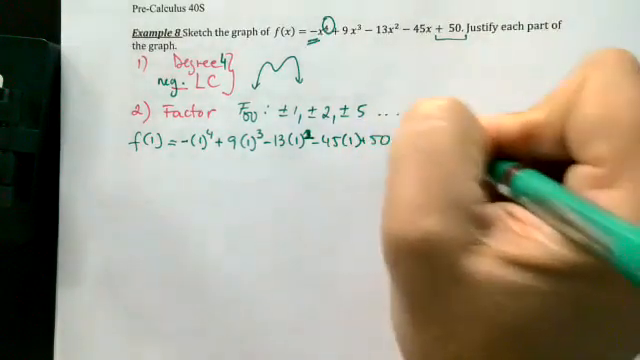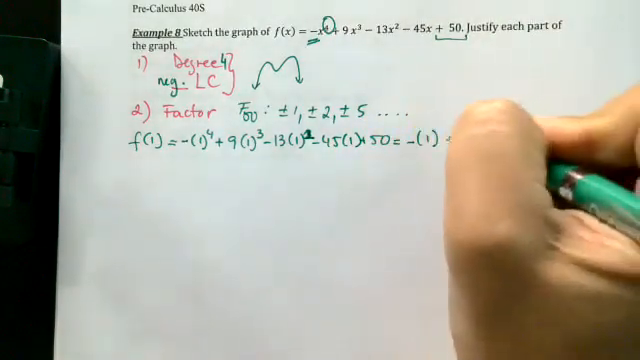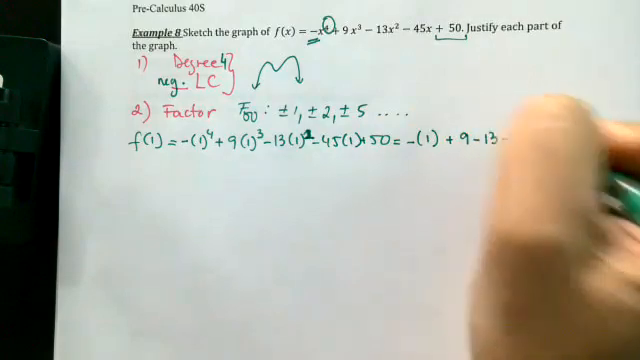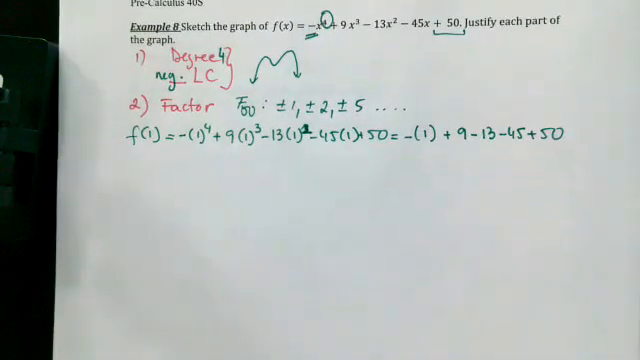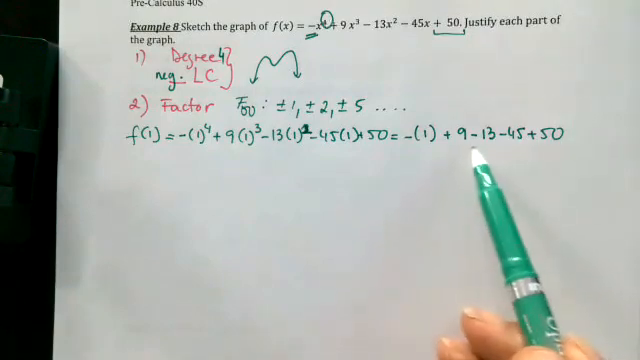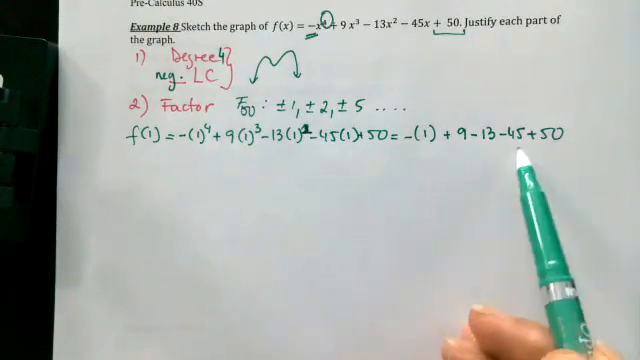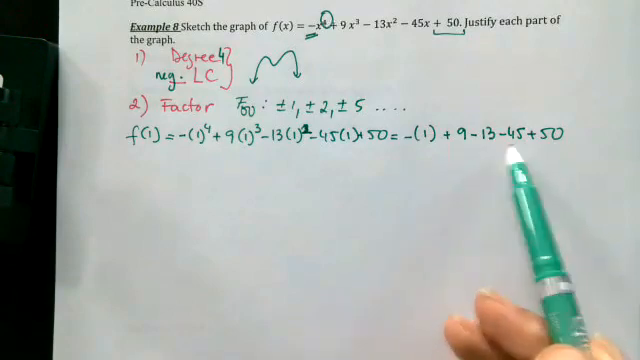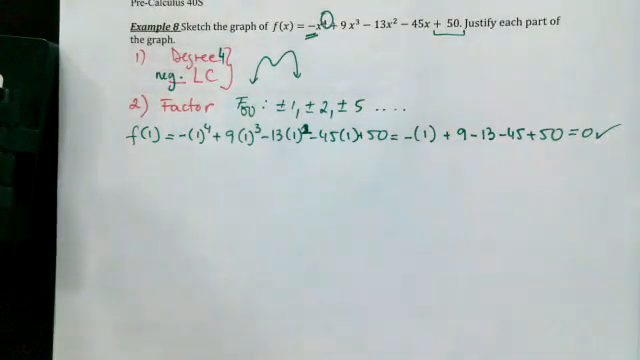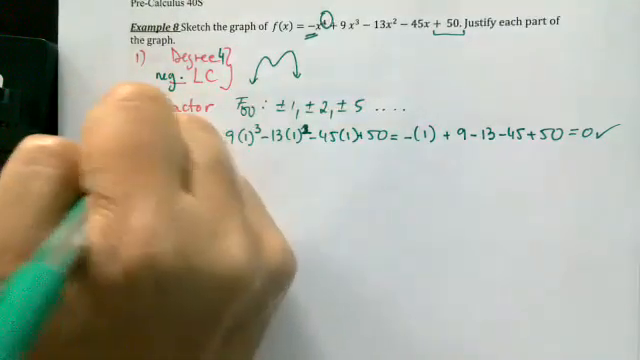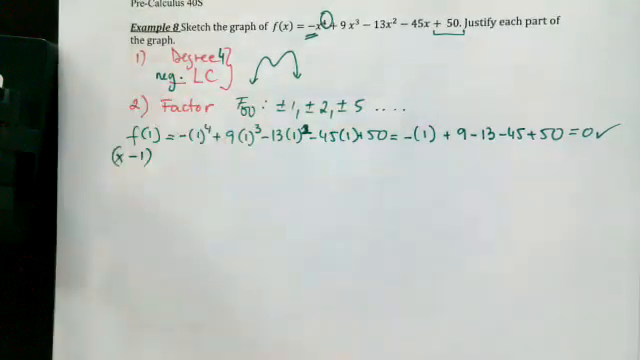Negative 1 plus 9 minus 13 minus 45 plus 50. The positives are 59. The negatives are 58, 59. So it equals 0. x minus 1 is a factor.